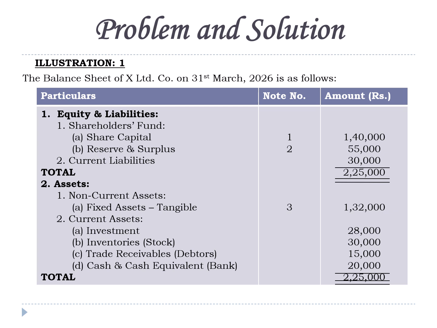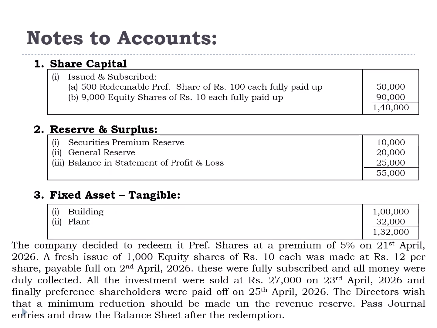So we will move forward to the notes to accounts and other things. The notes to accounts of the company: 500 redeemable preference shares of rupees 100 each, 50,000; 9,000 equity shares of rupees 10 each, fully paid up, 90,000. This is the balance of reserve and surplus and tangible asset.